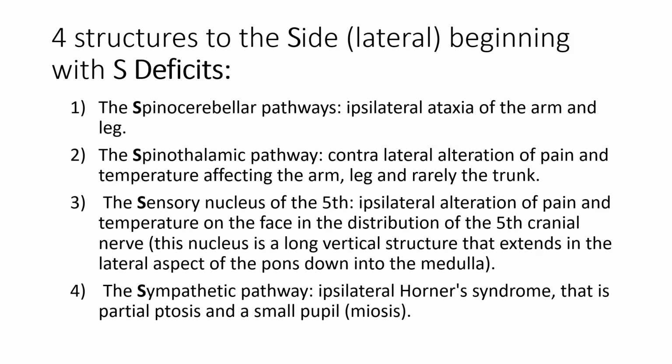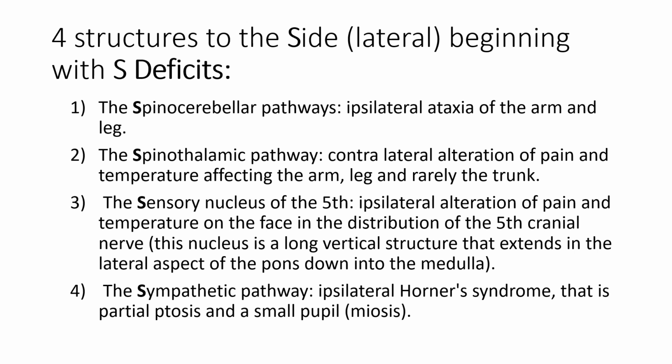4 structures to this side beginning with S, deficits. What if there's a problem here? So we'll see spinocerebellar pathways. That problem will manifest as ipsilateral ataxia of the arm and leg. 2, spinothalamic pathway, contralateral alteration of pain and temperature affecting the arm, leg, rarely the trunk.